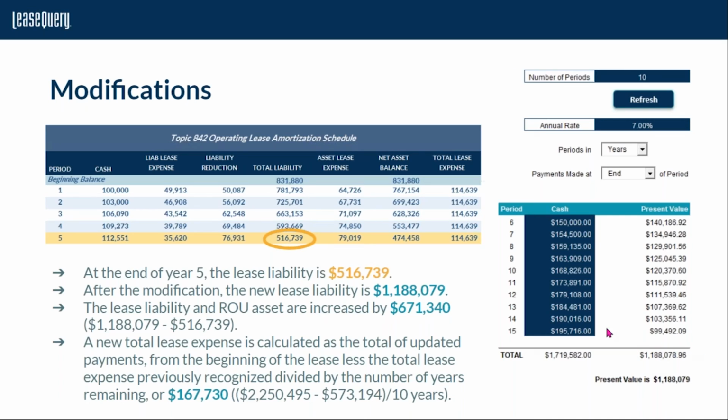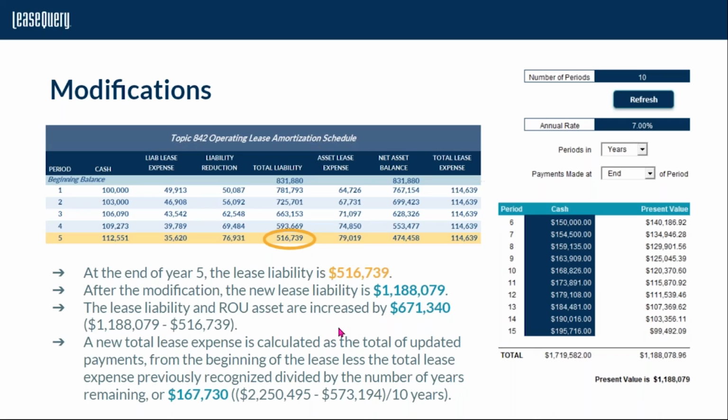You take that against the lease liability balance at the end of year 5 when you made the modification and calculate the adjustment to the lease liability and right of use asset. In this case, it's going to be the 1,188 minus this 516 for a change amount of $671,340. So now we have the adjustment for the lease liability and right of use asset.